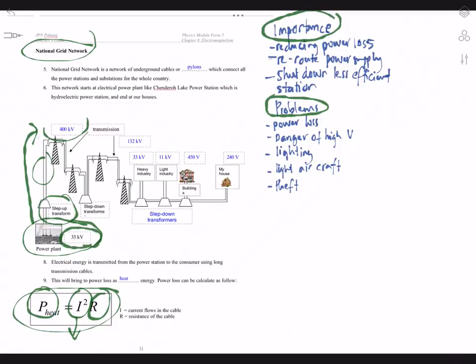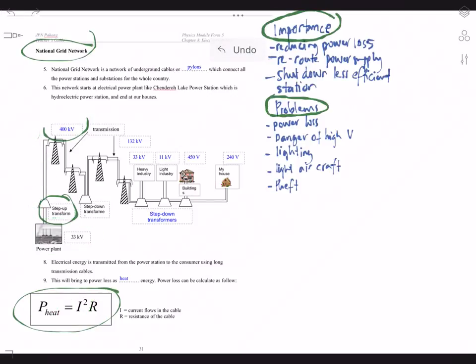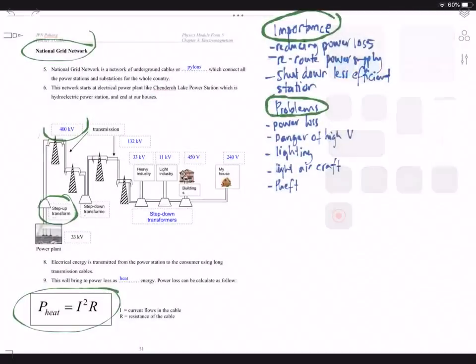You can see here this is 33 kilovolt and this is 400 kilovolt. So when we increase the voltage, we reduce the current. So please remember that. Okay, the next thing we want to see is how, when we increase the voltage, we reduce the current. We want to see how it works.